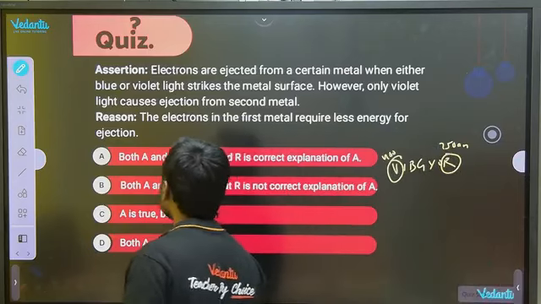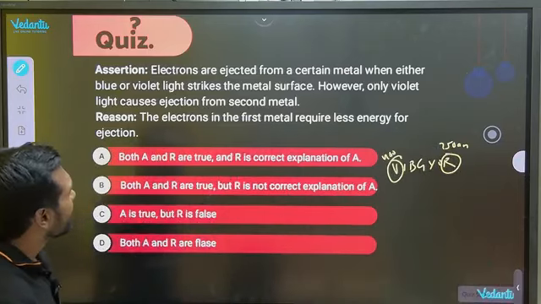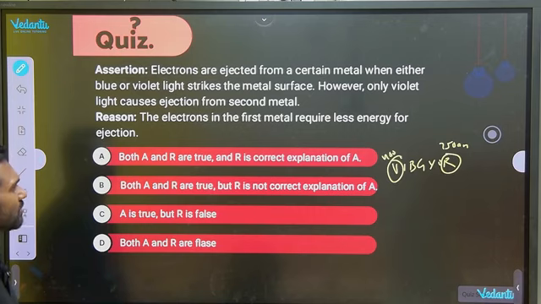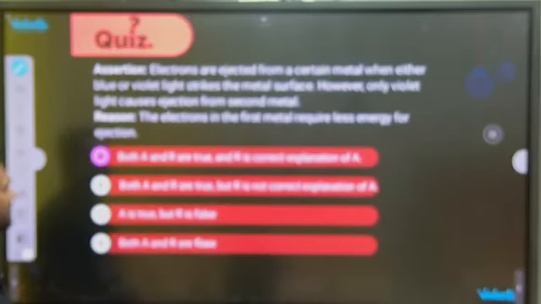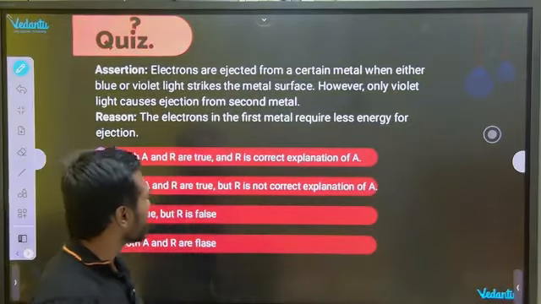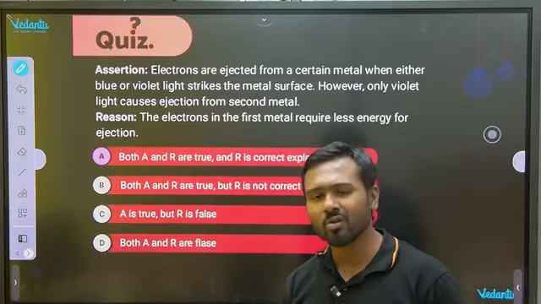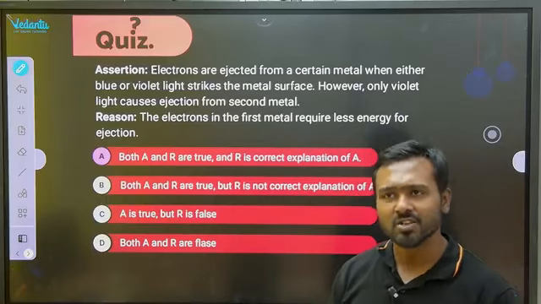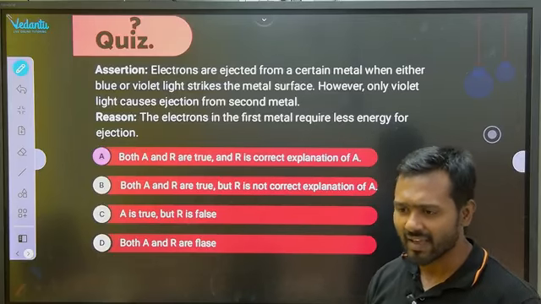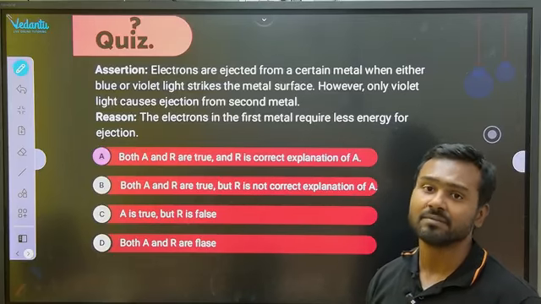So the question assertion: when either blue or violet light strikes the metal surface, however only violet light causes the ejection of the second metal. So the second metal requires more energy when compared to the first metal, right? The electrons in the first metal require less energy only. The second metal requires more energy because only violet works, which means it is more energy. The first metal is less energy because both violet as well as blue work.